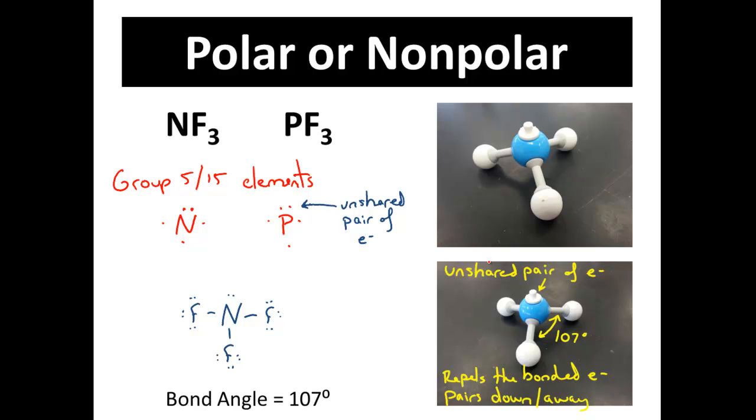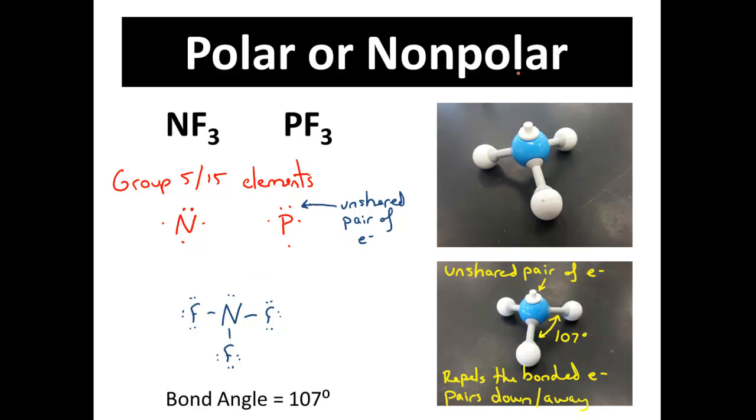Let's check this out, guys. Either of the compounds here, NF3 or PF3, whatever one you want to use, they both have the same Lewis dot structure because they're both group 5 or 15 elements. I want you to look at this down here. Is this a symmetrical shape or an asymmetrical shape, classified as polar or nonpolar?